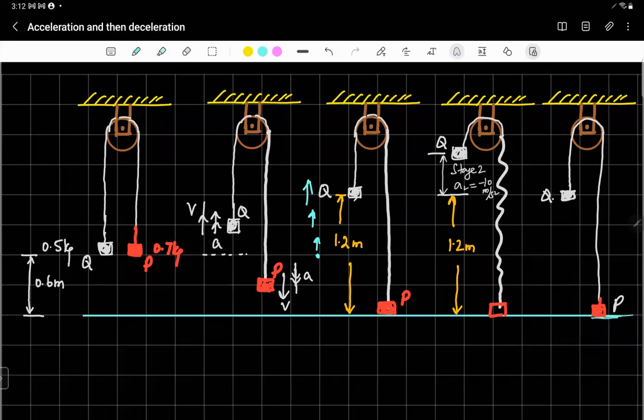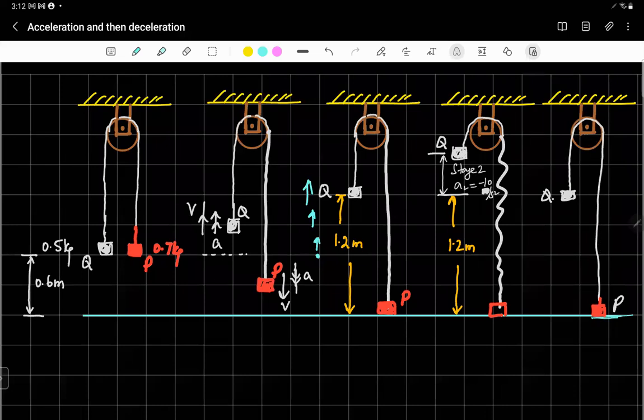Q didn't stop over here at the height of 1.2 meter. It continued to move up, and it's the second stage of its motion. We will call it motion due to inertia. In this motion, the tension in the string was 0 and acceleration was equal to minus 10 meter per second square. After that, when it reached its highest point, it came down and stopped over here. And the whole system was resting in the situation shown in the rightmost diagram.